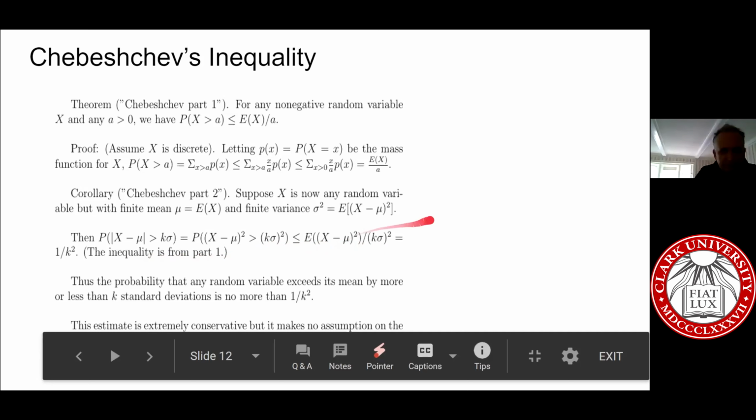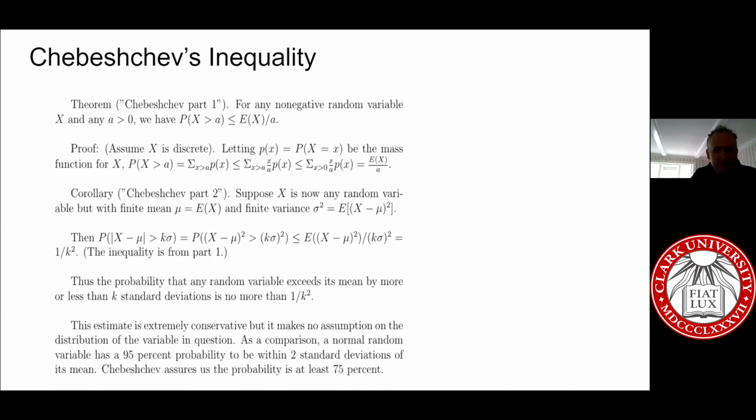All right, so you made it through the worst part. Thus the probability that any random variable deviates from its mean by more than k standard deviations is bounded above by 1 over k squared.